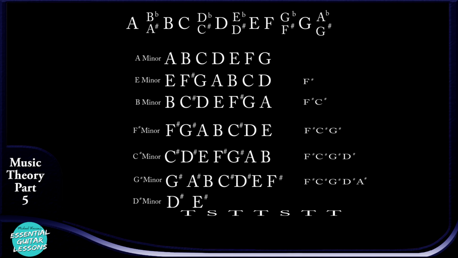Then we want a semitone from E sharp, which takes us to F sharp. We want a tone from F sharp, which takes us to G sharp. A tone from G sharp takes us to A sharp.